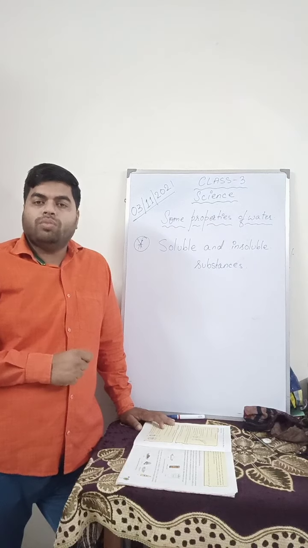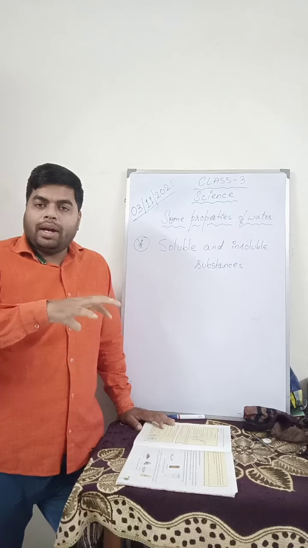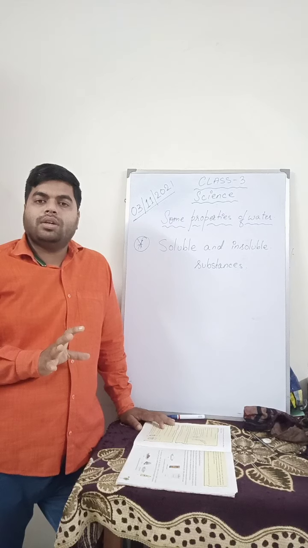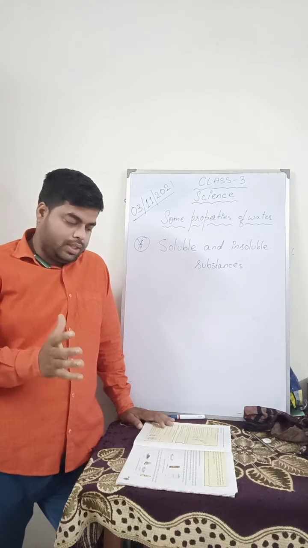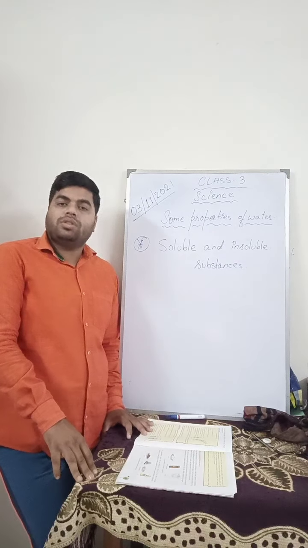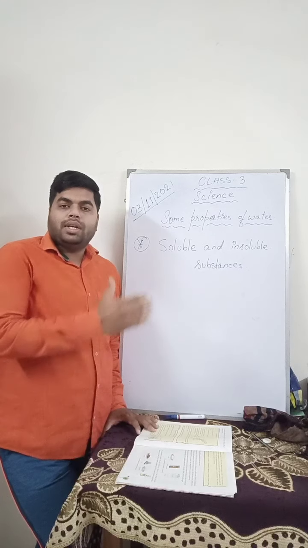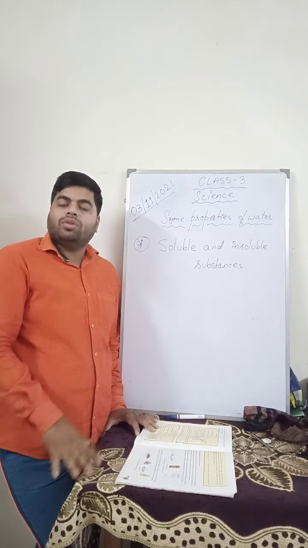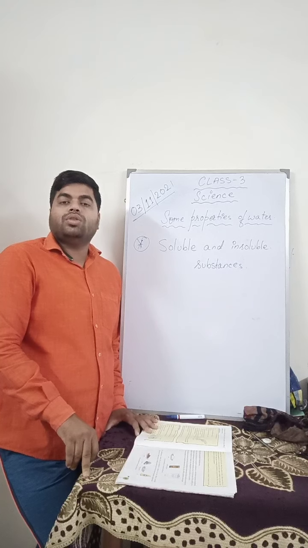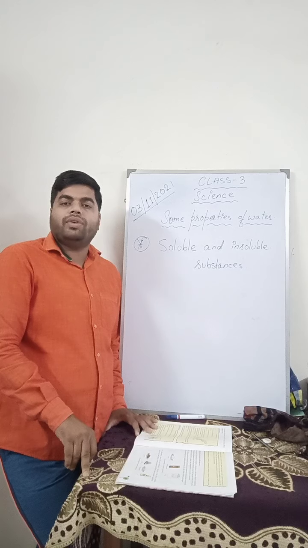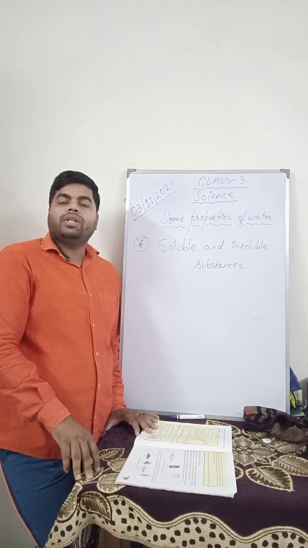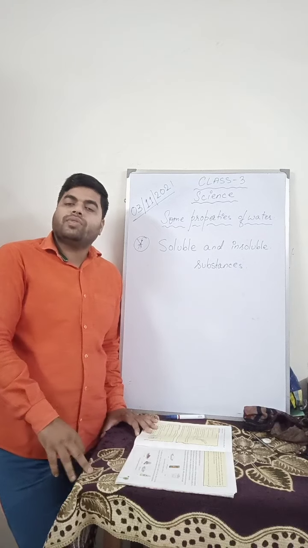So if you take two or more substances and mix them, either the substance will get dissolved in it or it will not. On the basis of the ability of a substance to dissolve in water, substances are divided into two groups. One is soluble and the other is insoluble. Soluble substances are those which completely dissolve in the other substance, and insoluble substances are those which do not dissolve in the other substance, for example water.